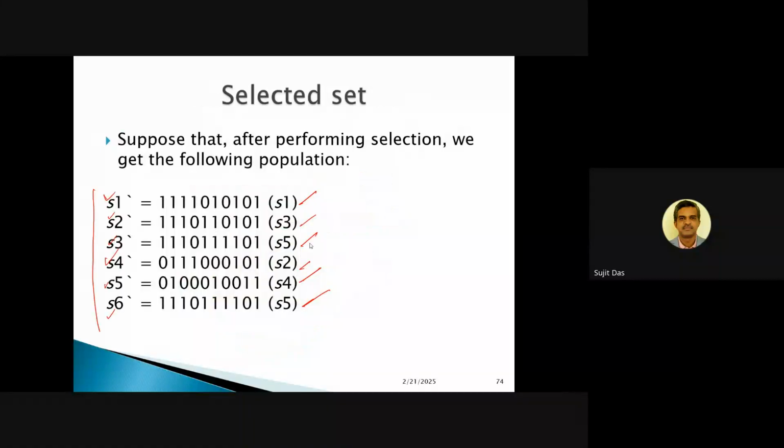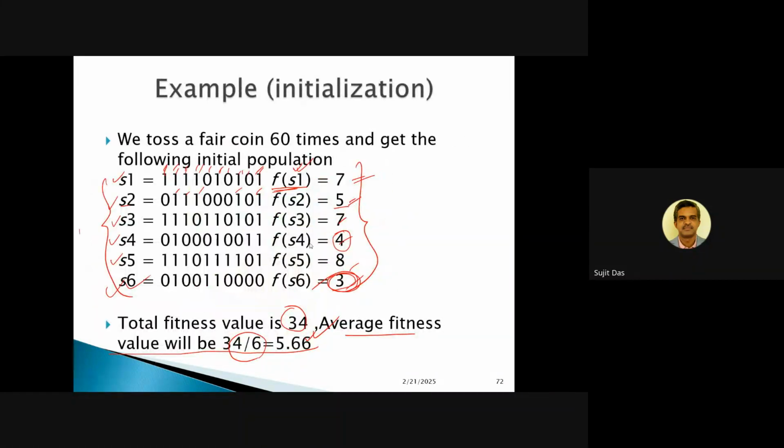Now see here, solution 5 has been copied in 2 numbers. What is solution 5's fitness value? The fitness value is 8, a little bit more. As I told you, the better solutions will be copied in more numbers. But I am not sure that only 8 will be copied in more numbers. Any other better quality solution, 7, maybe 5, may also be copied in more numbers. All things are done randomly, with the help of natural selection.